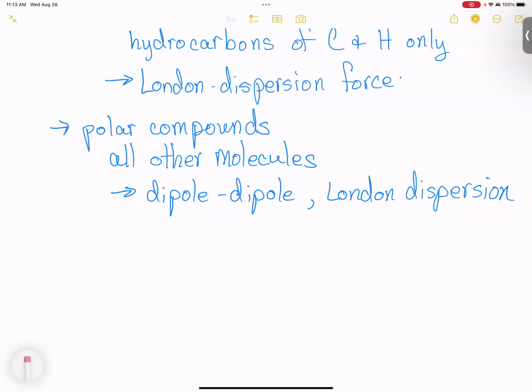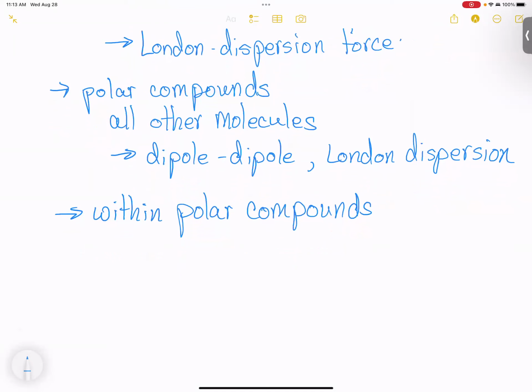Other than polar compounds, or I should say within polar compounds, there is another category. And that last category is going to be compounds that have an OH, NH, or FH bond.